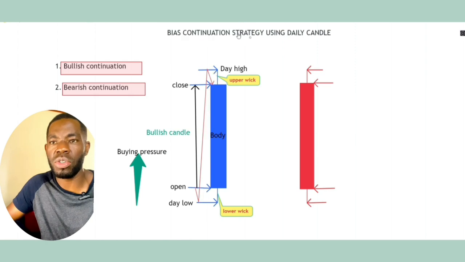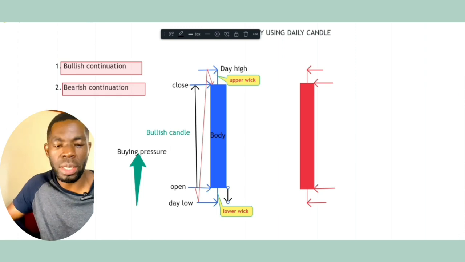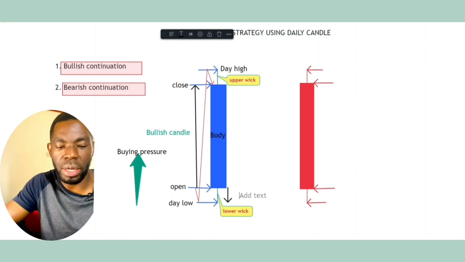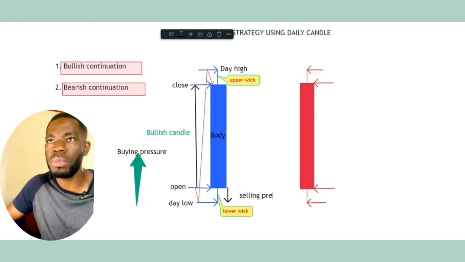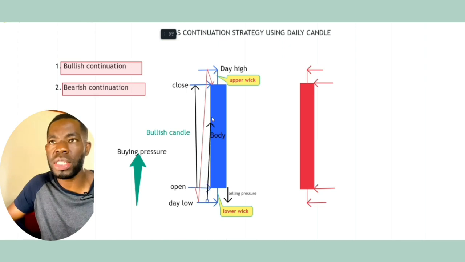So pay attention to that. From here to here, there is some selling pressure, which pushed the market a little lower before buying pressure stepped in to push that price higher. So there is buying pressure that pushed the market all the way back up to this daily high. That's what this candle is communicating. That's what this wick means.